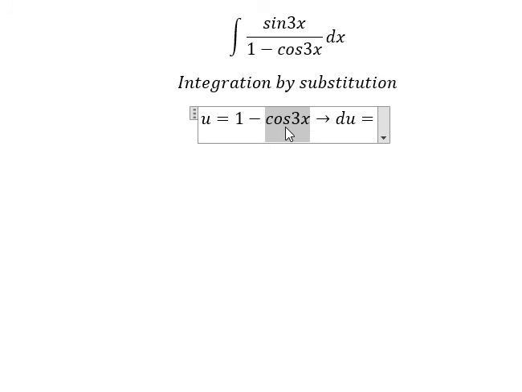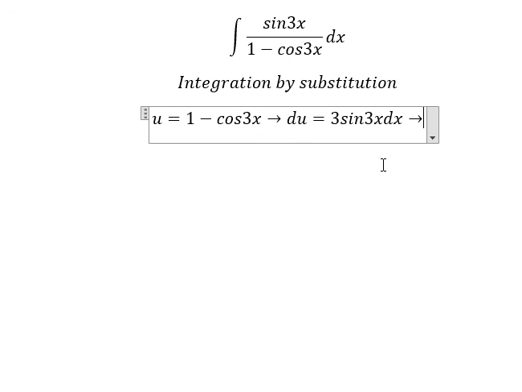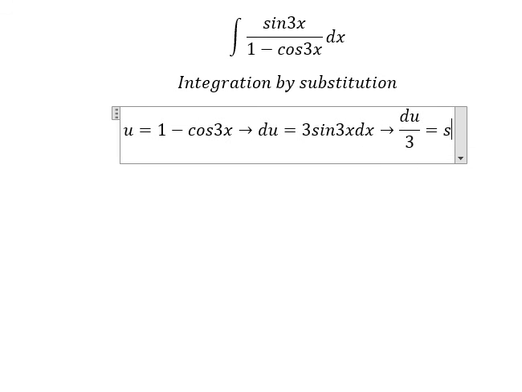First derivative of cosine 3x, we have negative 3 sine 3x, but we have the negative in here. So that means we have positive 3 sine 3x dx. Because we don't have number 3 in here, we divide both sides by number 3.